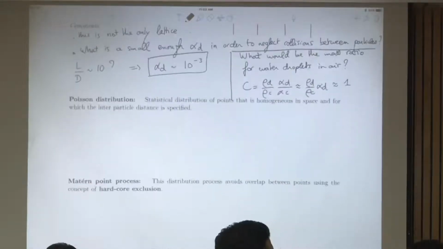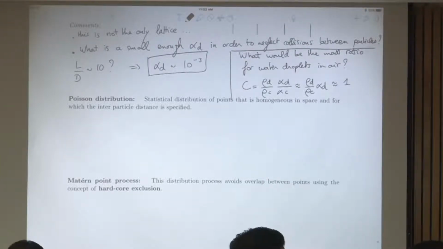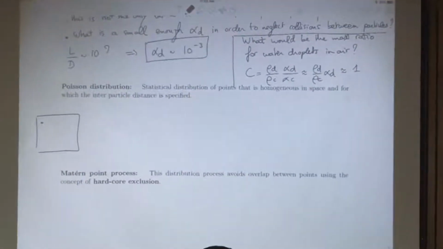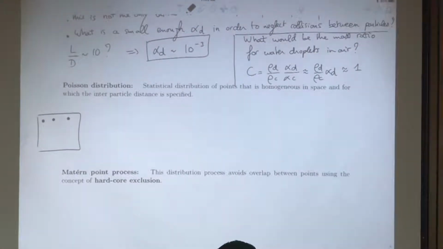So we've done that with the lattice. We don't need to do that with the lattice. We can make a distribution random within the local volume. And that's what takes us to what's called the Poisson distribution. If I randomly place n particles in a certain volume, then I will get the so-called Poisson distribution. Well, that doesn't look very random.